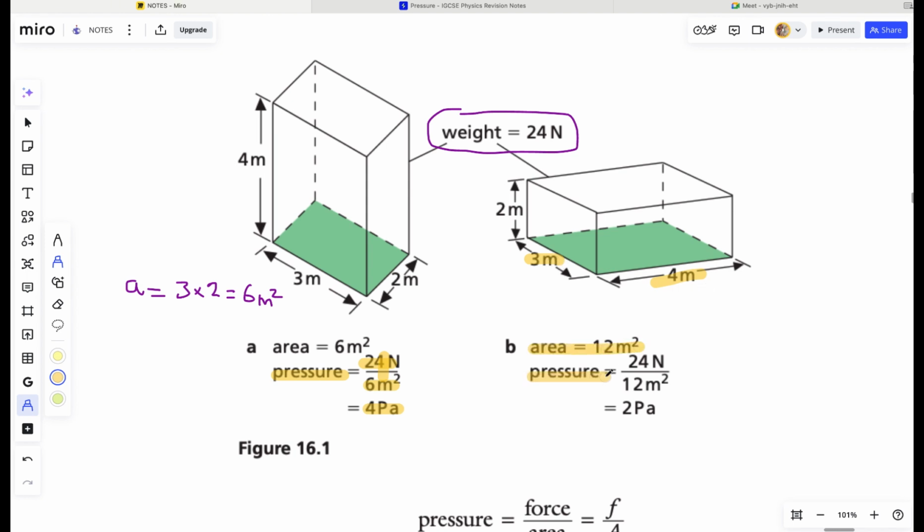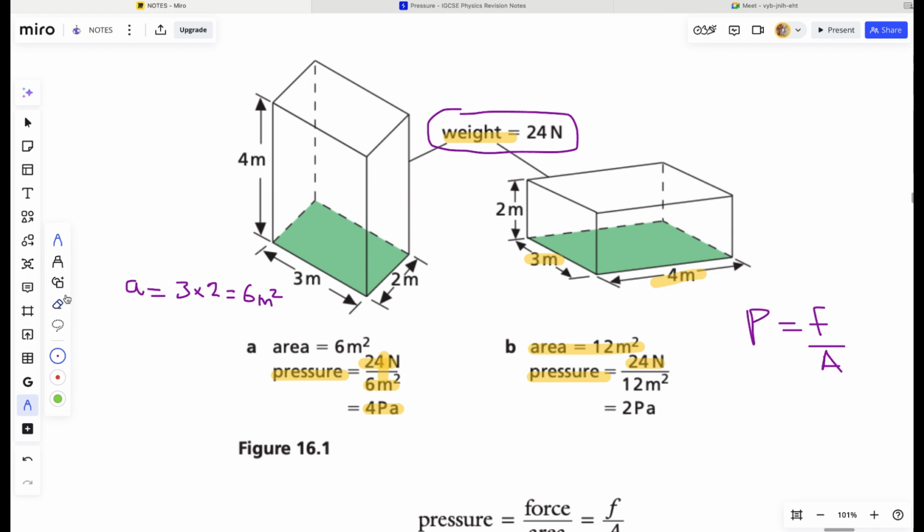Now the pressure will be the 24, which is the weight of the object. You know, pressure is force over area. Pressure is always what? Pressure is force over area, or weight over area. So in that sense, we say the weight is 24, which is given to us here. Both of them have the same weight. We say 24 divided by the area of this face that is touching the ground. So when you divide by 12, you get 2 Pascal.